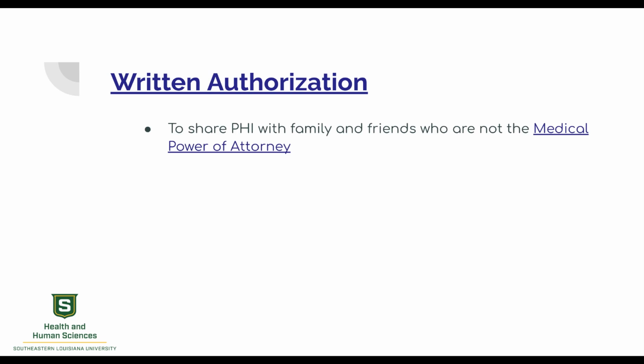So under the written authorization, one of the things that you could be authorizing is to say it's okay to share my PHI with friends and family, even if they are not my medical power of attorney. Power of attorney is someone you say can make medical decisions for you on your behalf. That's what a medical power of attorney is. Your written authorization is saying, even if this person is not a medical power of attorney, it is fine to share this information with this person.